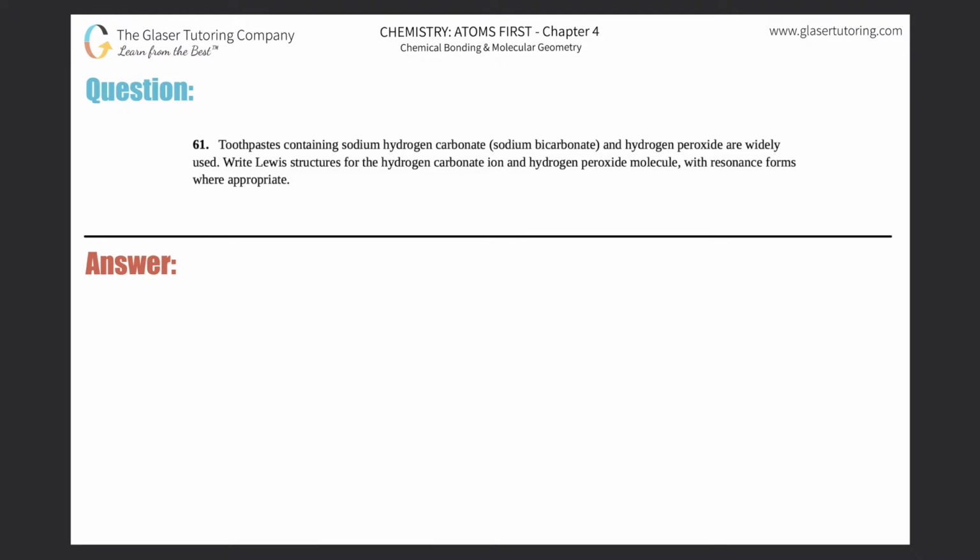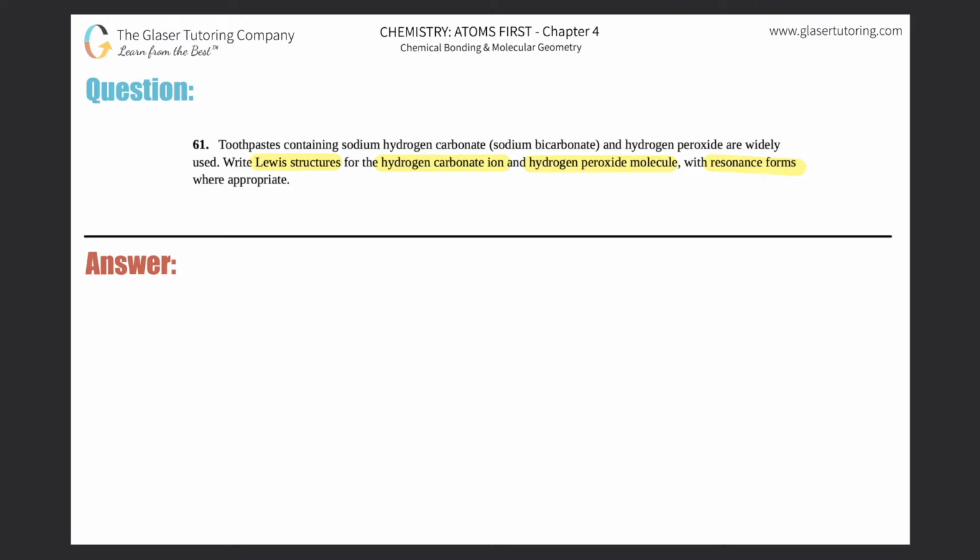Number 61. Toothpaste containing sodium hydrogen carbonate, which is sodium bicarbonate, and hydrogen peroxide are widely used. Write Lewis structures for the hydrogen carbonate ion and hydrogen peroxide molecule with resonance forms where appropriate.